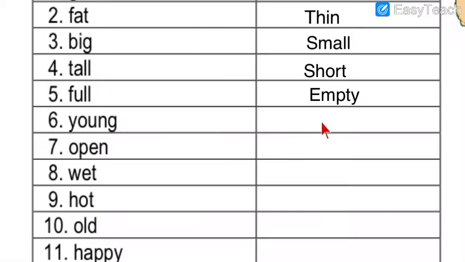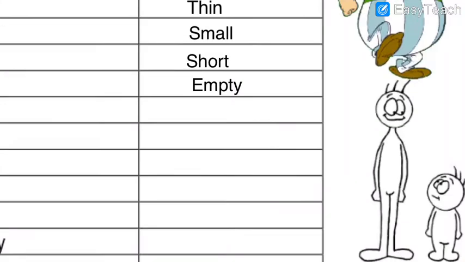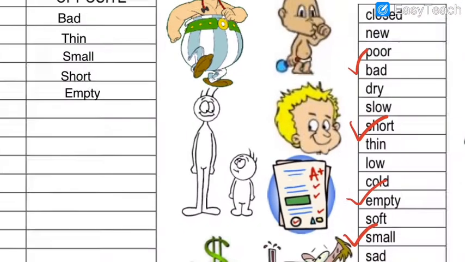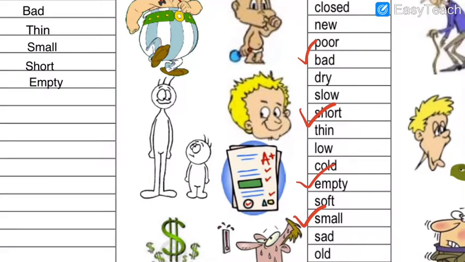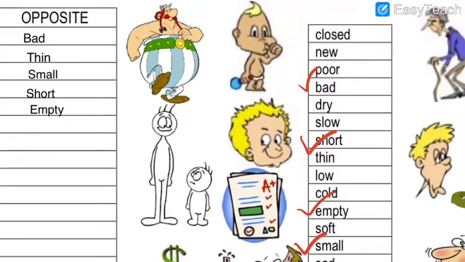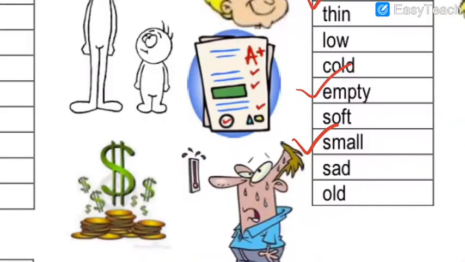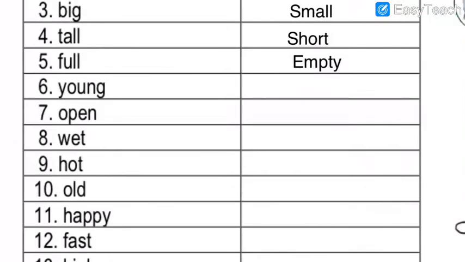And the second answer I will solve, young. Now what is the opposite of young? You are young, but your grandmother is obviously old. So here is the answer. Let us write the answer, old. Wow, it's too easy and interesting.